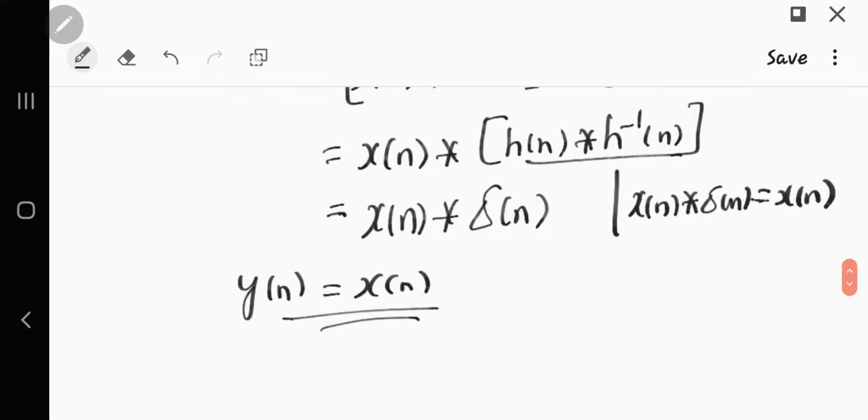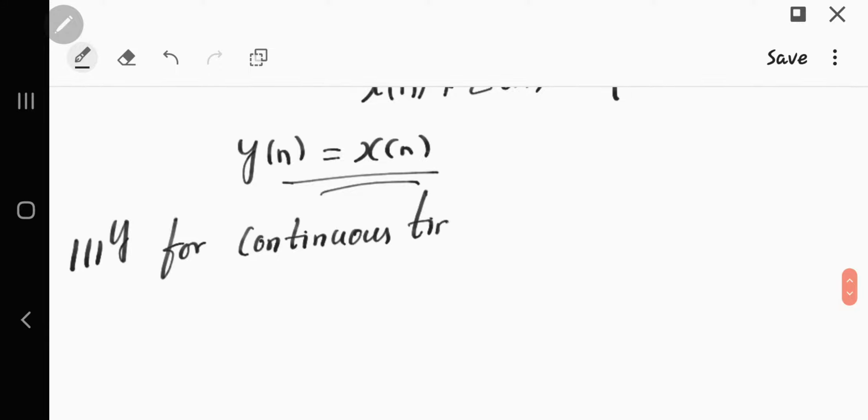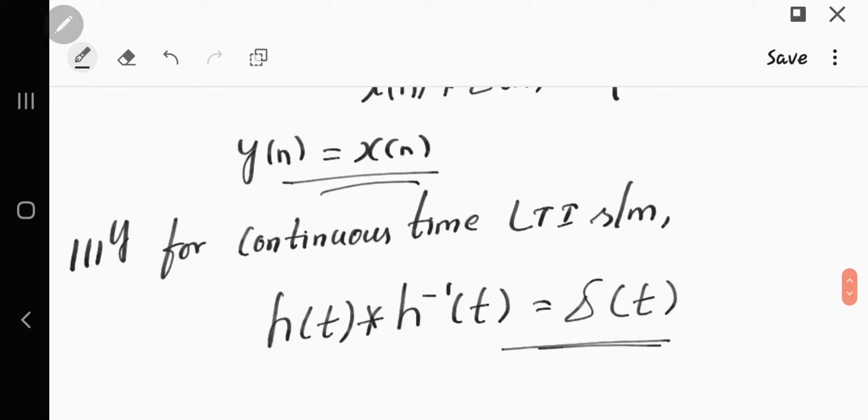Now if we express the same similarly for continuous time LTI system, the condition will be h of t convolved with h inverse of t should be producing delta t. If these two produce the impulse function, then only we can recover the input from the output of the system. So that means the system will possess the invertibility property.